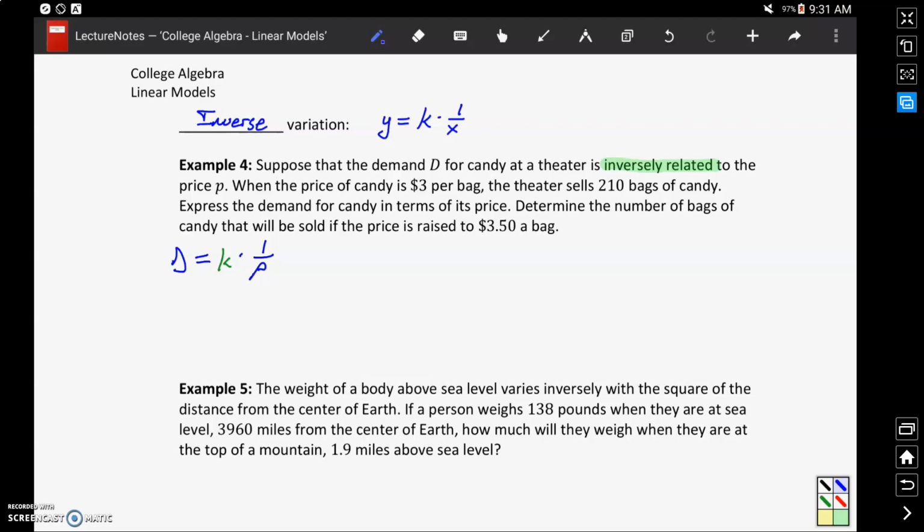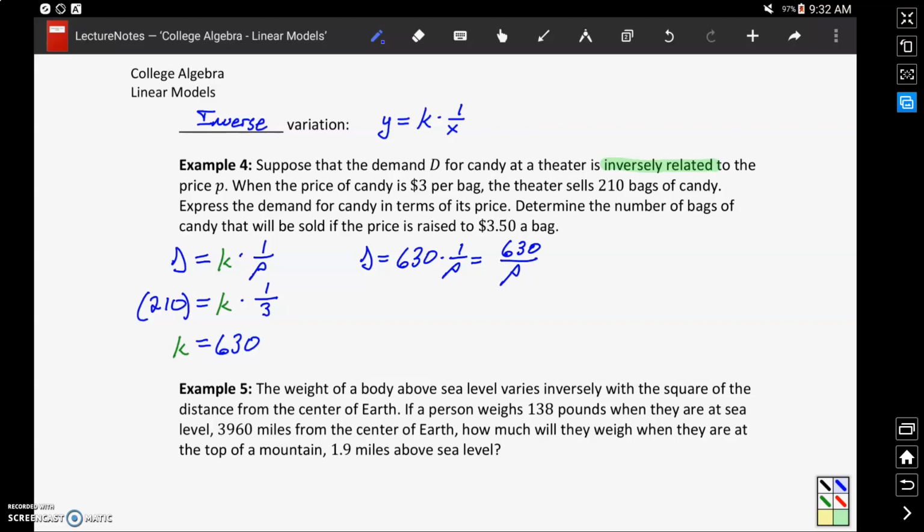When the price of candy is $3 per bag, the theater sells 210 bags of candy. So that demand in this case would be 210, which would be equal to that constant K times 1 over the price of $3. Multiplying both sides by 3 would give us K is equal to 630. So our formula is going to be D equals 630 times 1 over P, or we could rewrite that as 630 over P.